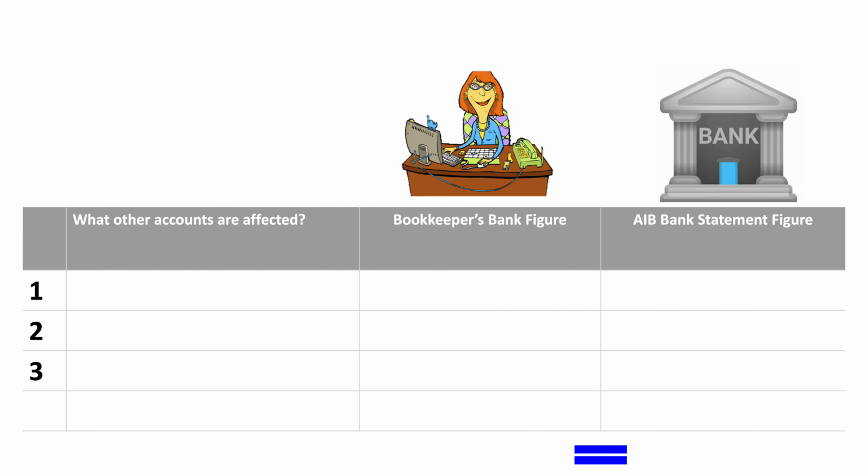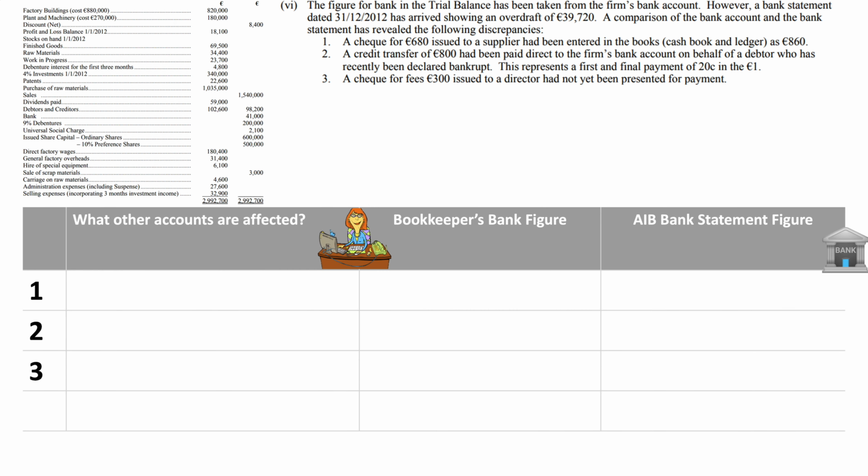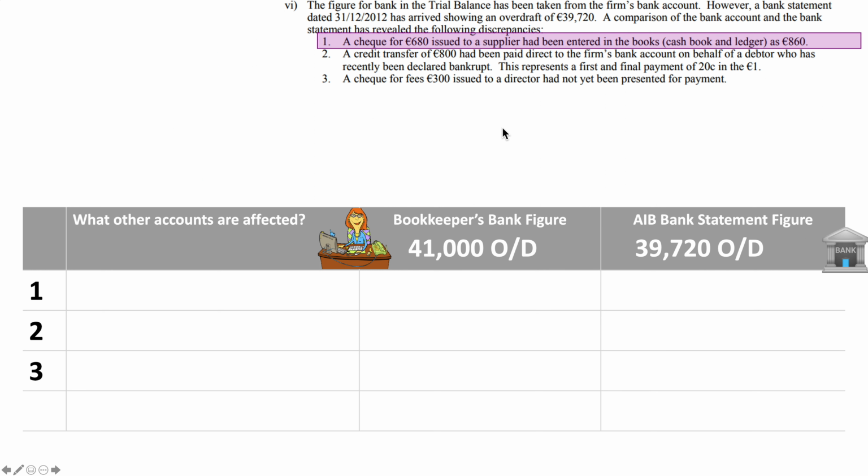Okay, so let's get started. The bookkeeper's bank account is 41,000 here on the credit side. Then the AIB bank statement figure shows an overdraft of 39,720. So we need to get these two bank figures to reconcile. We need to get them to be the same, and hopefully when we work through everything, they will be.